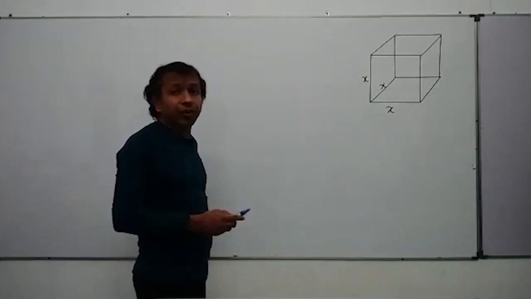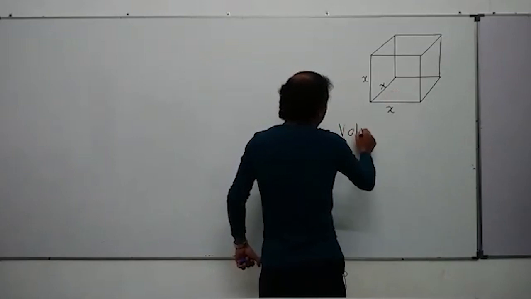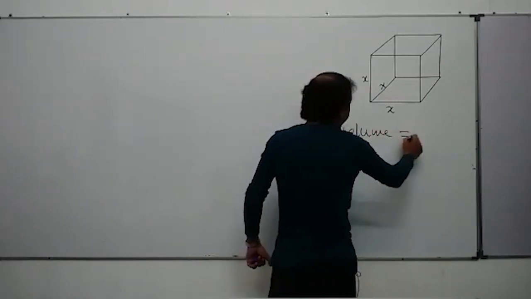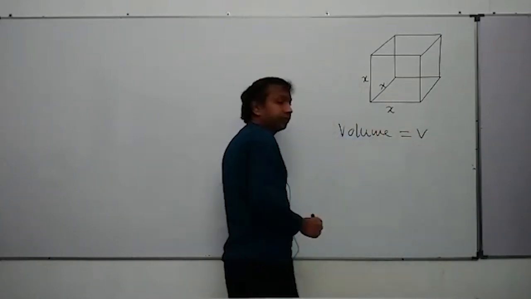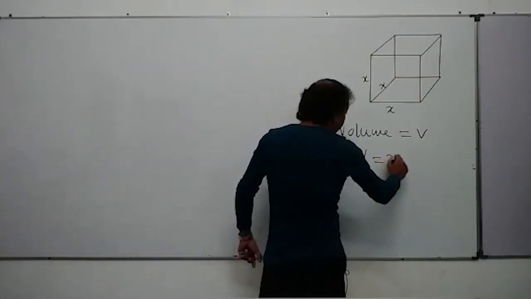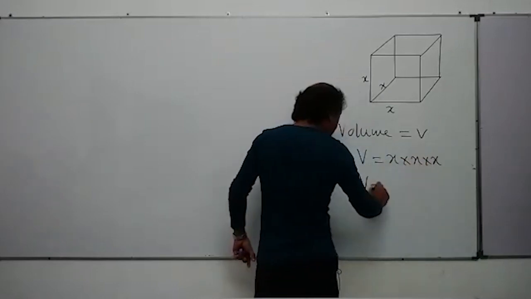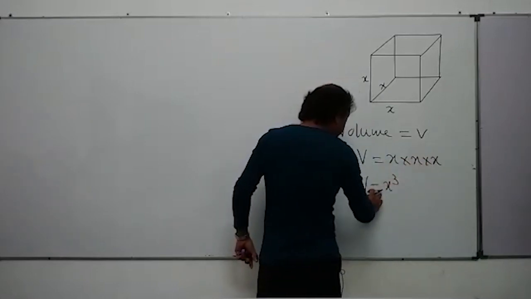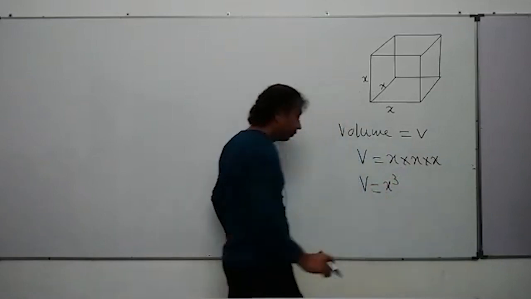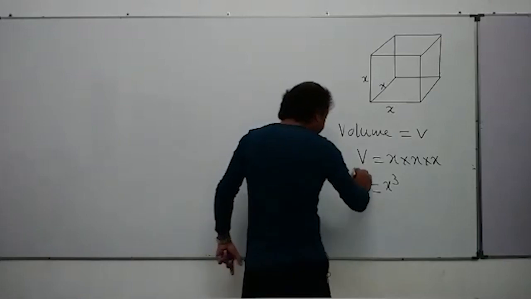So then I'm going to write the volume. I'm going to take the volume as V, right? Then what is the volume, people? Volume is length, breadth, and height. Volume is x cube, right? Volume is x cube.